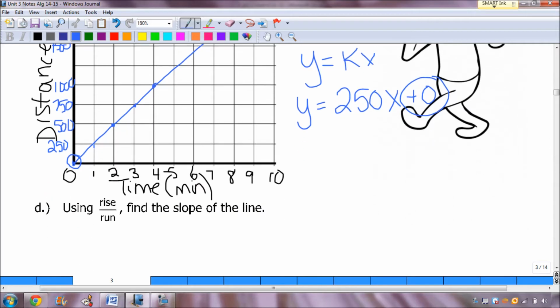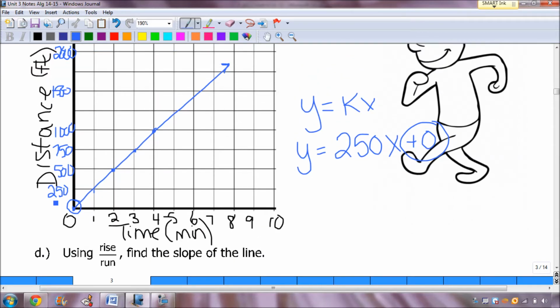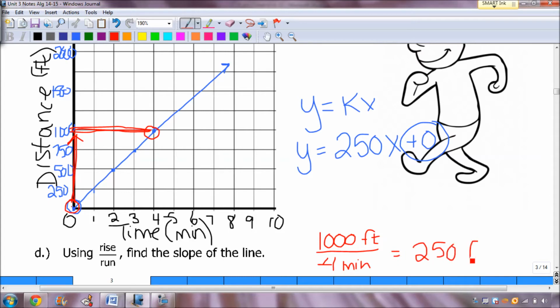So question D says, using rise over run, find the slope of the line. Well, the rise is how much it went up by, the run is how much it went over by. So for example, if I wanted to start here and end here, I would figure out how much the rise is. And you need to make a triangle in order for this to work for you, a right triangle. So the rise, it went up by 1,000 feet. So my rise is 1,000 feet. Okay, and then the run, it went over by 4 minutes. So now I can just divide the information and I get 250 feet per minute.